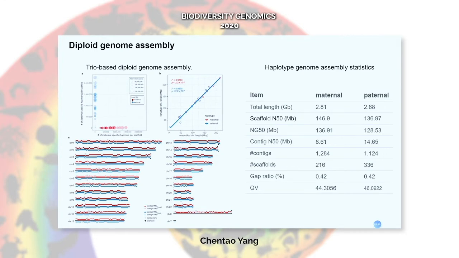In panel B, we show the correlation between the assembled chromosome size and the chromosome length estimated by the karyotype image data. In panel C, a schematic plot shows mapping the assembled maternal and paternal assigned contigs onto marmoset assembled chromosomes.